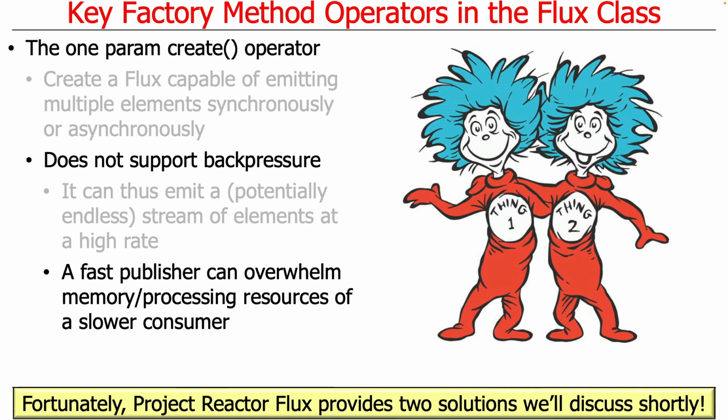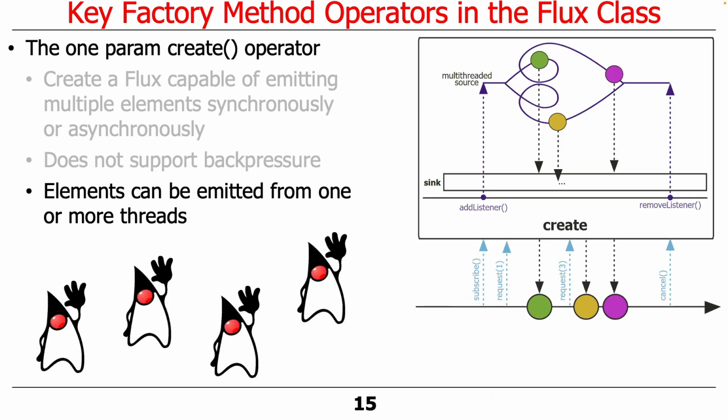Fortunately, there's two solutions we'll talk about shortly. We've sort of hinted at this earlier. You can either use the 2-parameter version of create, where you can give an overflow strategy for handling things where the suppliers generate data too fast, a back pressure strategy, or you can have back pressure aware publishers and subscribers. Either one is a way to solve this problem, which we'll talk about later.